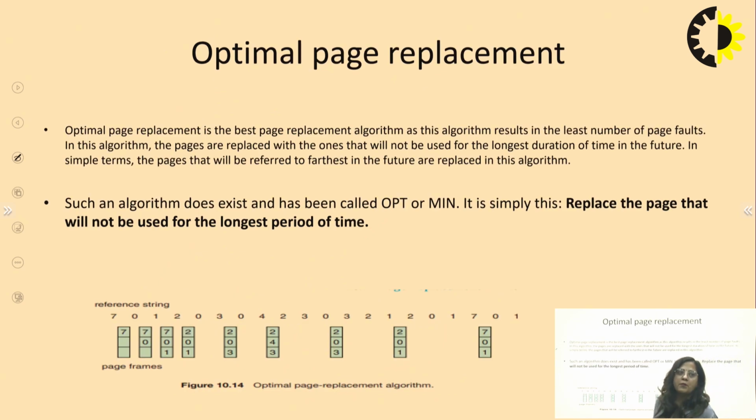Now second is the optimal page replacement. Optimal page replacement is the best page replacement algorithm, as this algorithm results in the least number of page faults. It means it is the best because the number of page faults is very low. In this algorithm, the page replaced is the one that will not be used for the longest duration of time in the future. In simple terms, the page that will be needed farthest in the future is replaced.